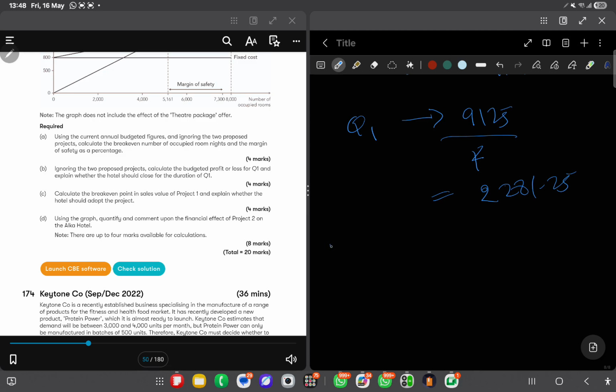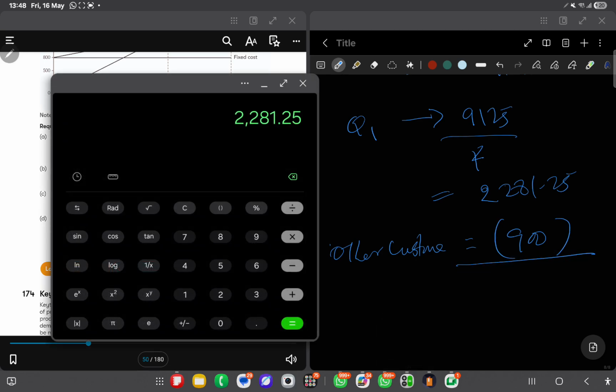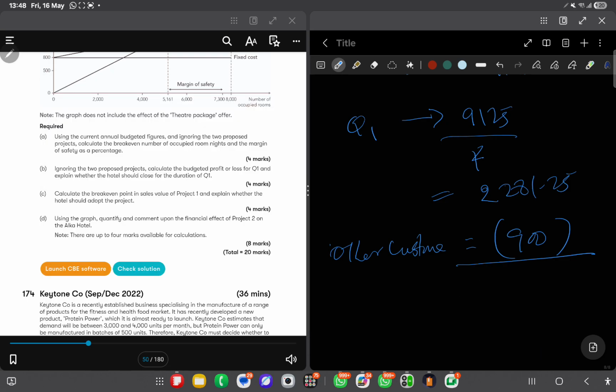Therefore, for the other customers, you need to allocate 900 rooms. So you are left with minus 900, so you are left with 1,381.25. So these are the available rooms.